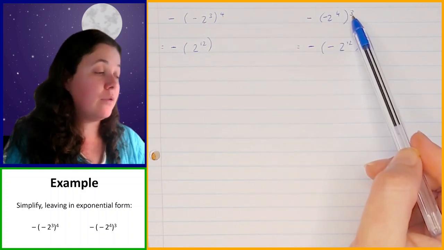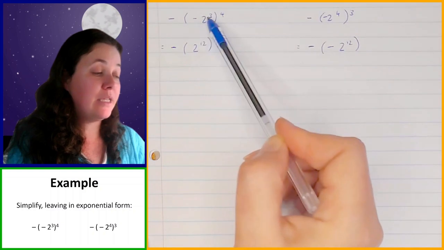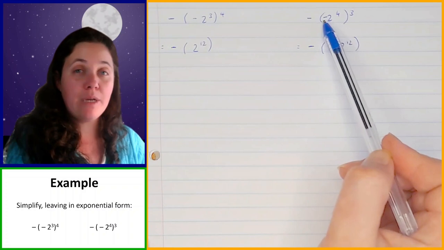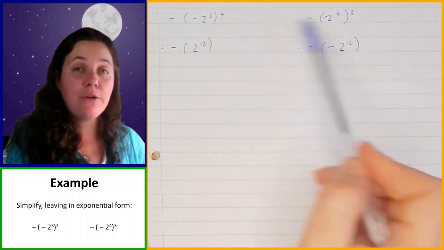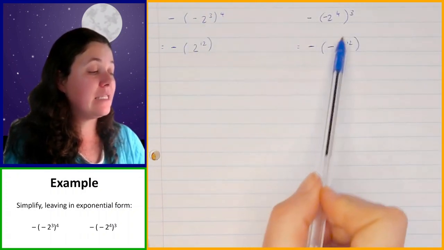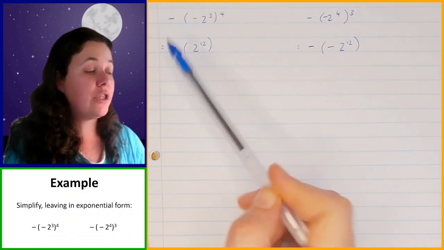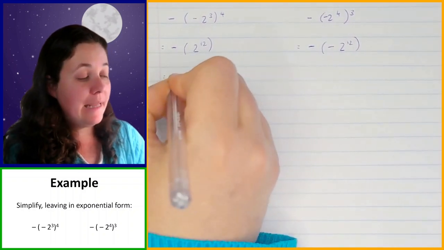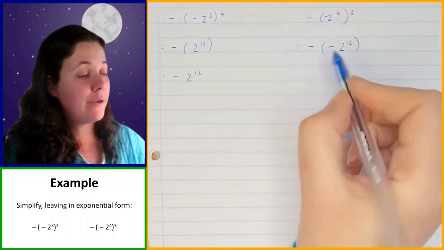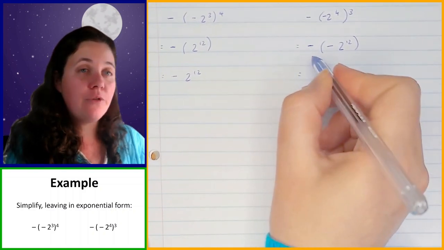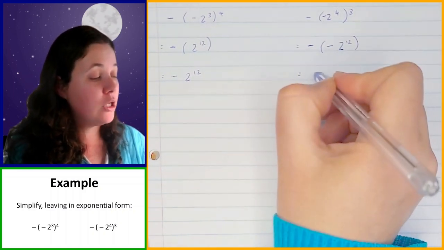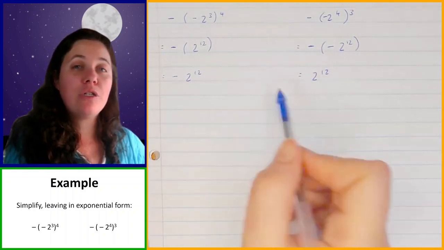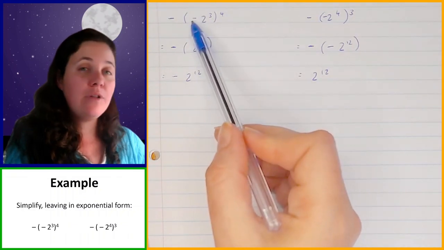And that means that the 3 is being applied to that minus, but here this 3 is not being applied to the minus. And here this 4 is being applied to the minus, but this 4 is not being applied to the minus. Please be aware of the difference between those two and how they affected what we did over here. Okay, so now in this one, I've got a negative multiplied by a positive, giving me a negative 2 to the power of 12. But in this one, I've got a negative multiplied by a negative, giving me a positive 2 to the power of 12.